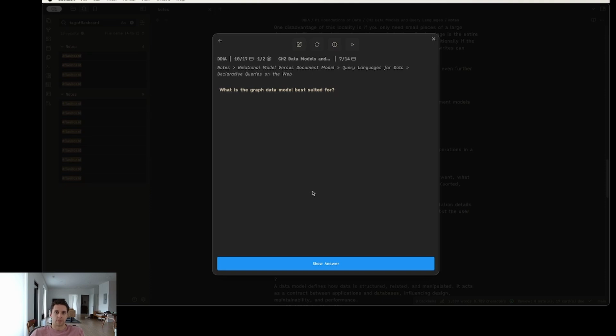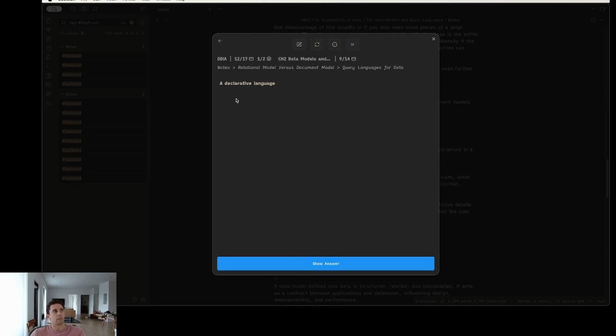What is the graph data model best suited for? Social networks, recommendation engines, network topologies. We'll say that one's good. How does a graph model represent data? It has edges, relationships, and nodes, data. Entities. Okay.